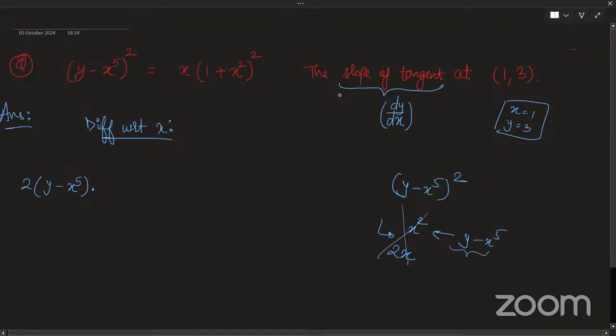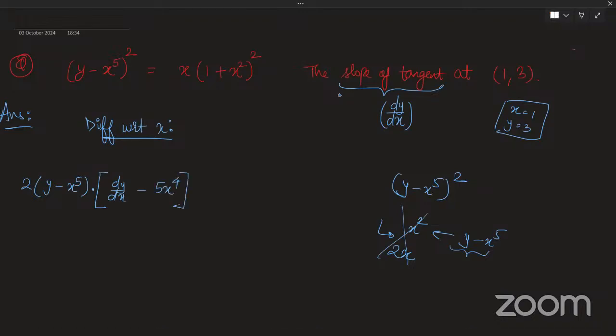What will be the derivative of this thing, y minus x^5? It will be dy by dx minus 5x^4. Great. So this is my left hand side. My left hand side has been completed. Do you all agree? Yes, sir.